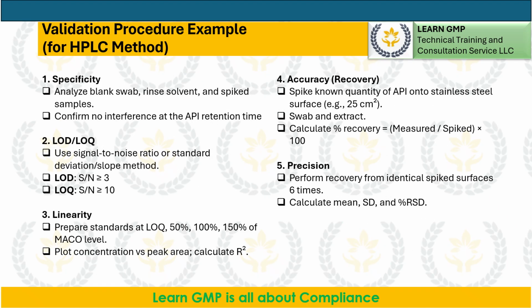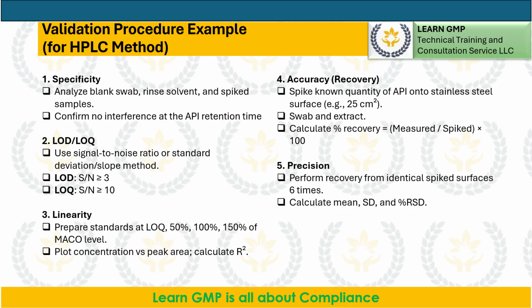Validation procedure example for an HPLC method. 1. Specificity. Analyze blank swab, rinse solvent, and spiked samples. Confirm no interference at the API retention time. 2. LOD/LOQ. Use the signal-to-noise ratio or standard deviation/slope method. LOD: S/N greater than or equal to 3. LOQ: S/N greater than or equal to 10.